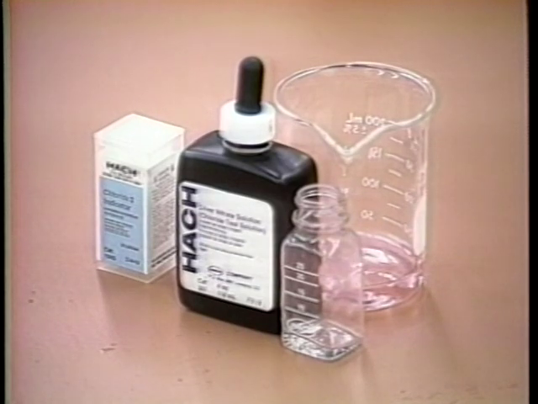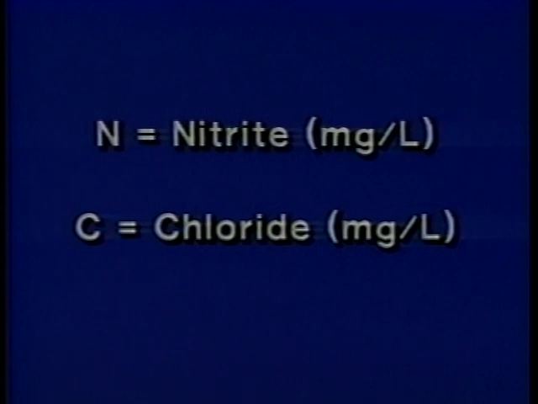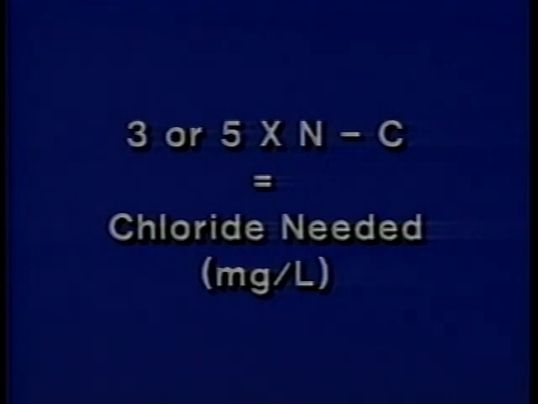There are usually two procedures to test chlorides in water quality test kits, the high range and the low range test. The low range test is normally used in freshwater culture operations, and therefore it is this test that we will describe. Once the chloride concentration of the pond is known, it may be compared to the amount of chloride needed by using the following formula, where N is equal to the nitrite concentration and C is equal to the chloride concentration. Either 3 or 5 times the nitrite concentration minus the existing chloride concentration is equal to the number of parts per million chloride needed.